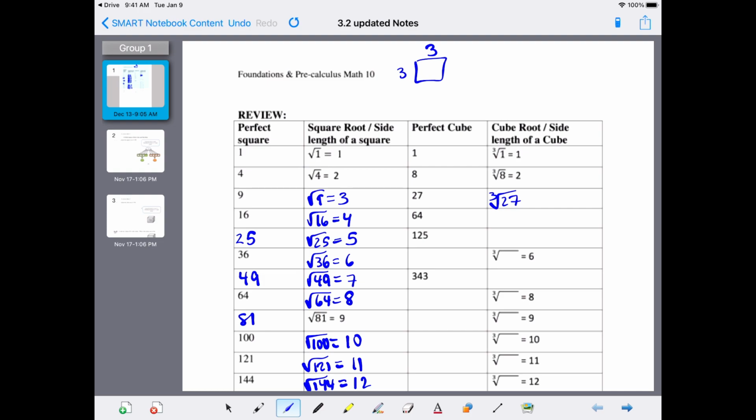I'd recommend that you learn some of these, at least the first few. But if not, there's also a function in your calculator to compute the cube roots, and I can show you how to do that in class. It's different for every calculator. So I'm just going to fill in the rest of these.